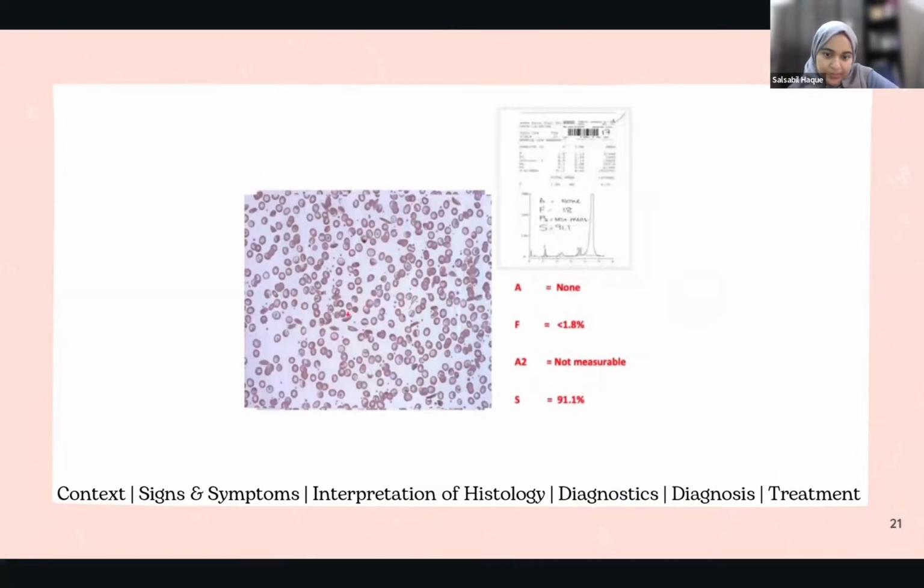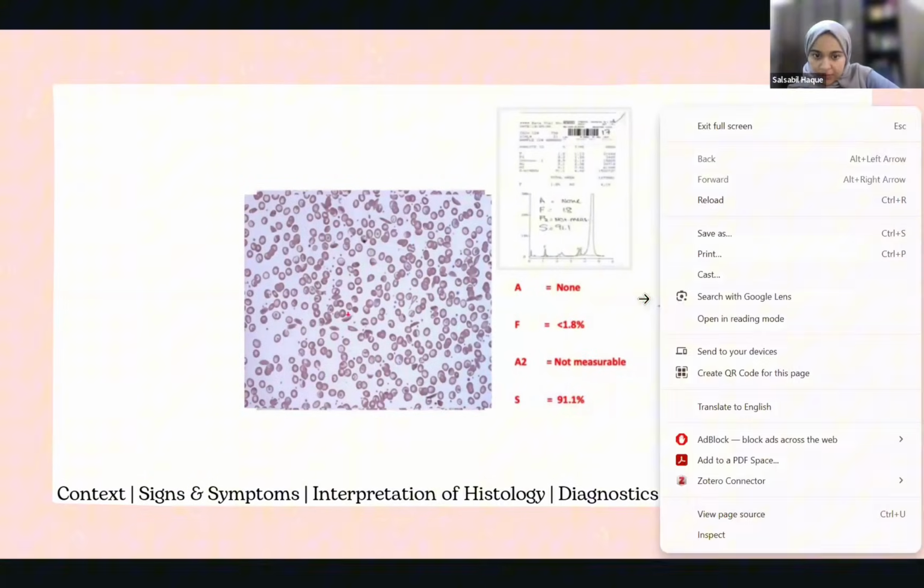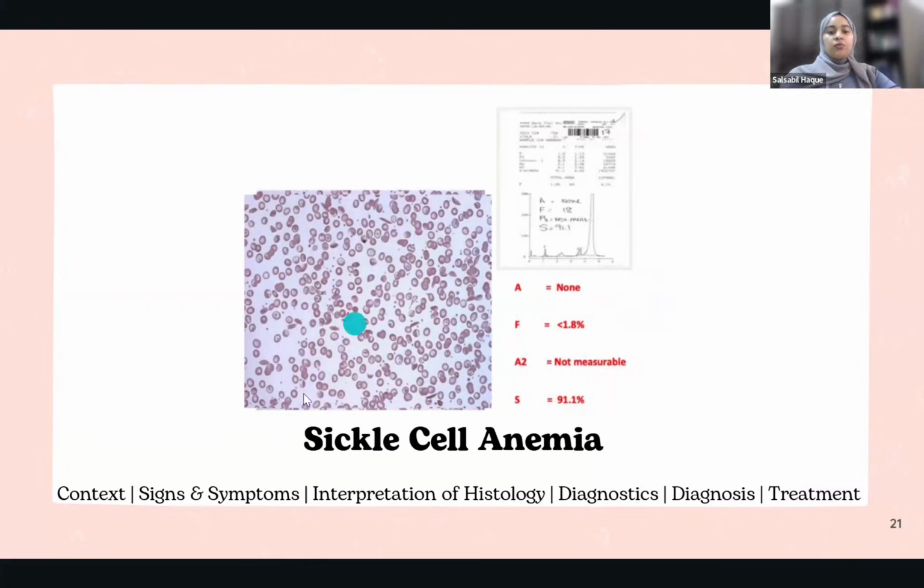However, for this one, S is going to be 91.1%. So this is sickle cell anemia. What can we see here? Two things. Sickled cells, like the crescent shape, not oval shape. Sickle cells and also target cells. We can see here some of them are target cells. So this is sickle cell anemia.